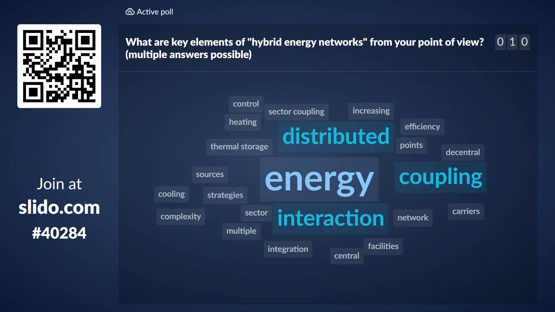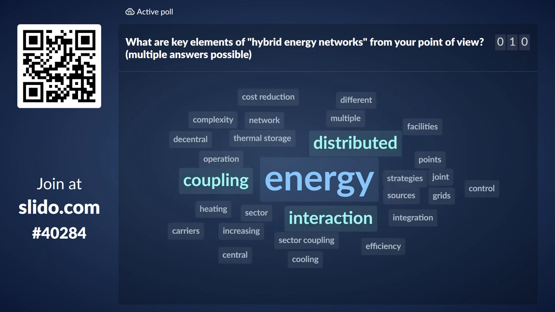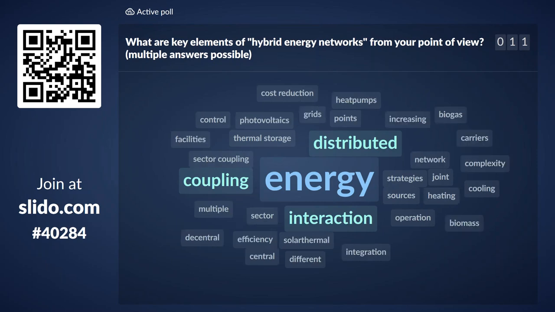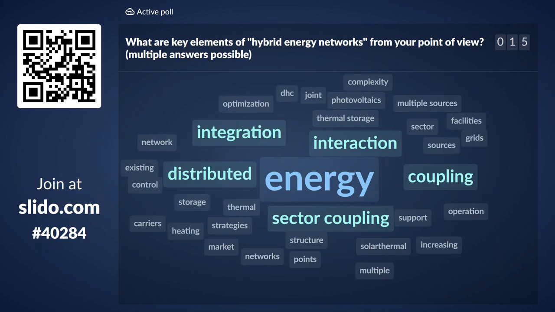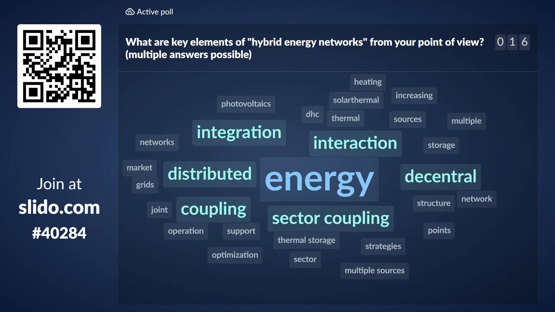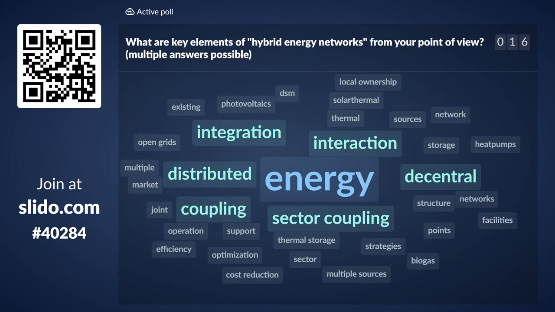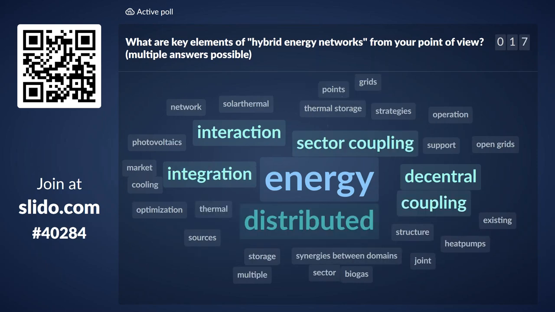So I see a lot on storage. I see storages. I see efficiency. Coupling obviously is a big thing when you go to hybrid energy networks. Distributed is a good point. Yeah, I see that myself as well. The more you go integrated, the more you're going to be a distributed, decentralized system. I see market interaction and integration, very important, obviously, for interacting between the different energy sectors and integration. Decentralized distribution, very good words. Heat pumps is a small part here. Synergies between the domains. Biogas, we haven't touched so much upon biogas.